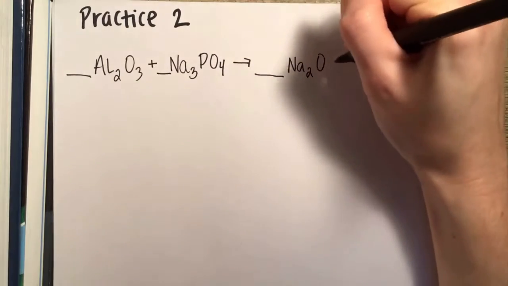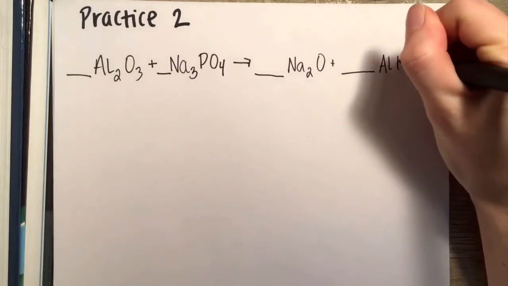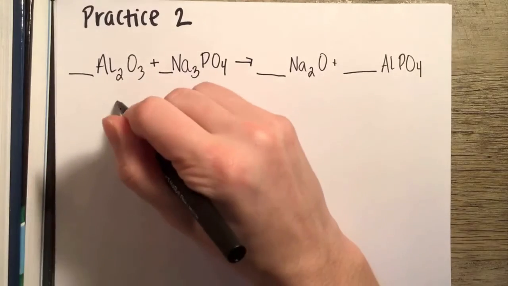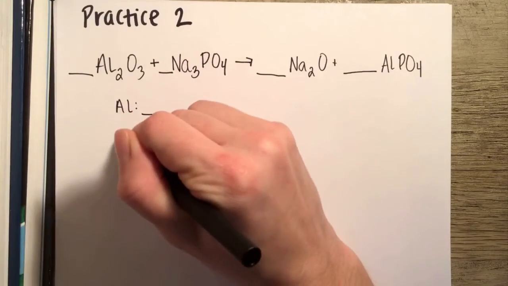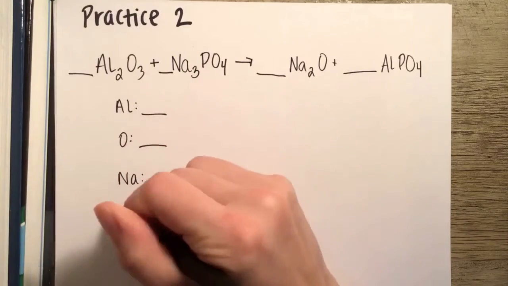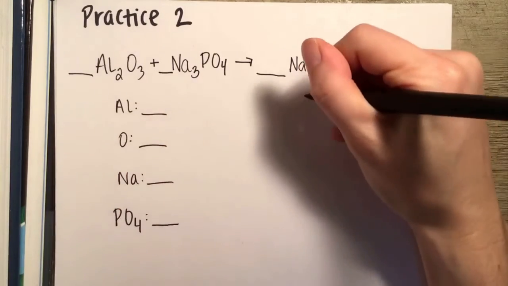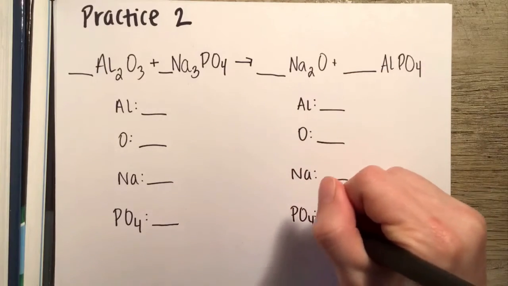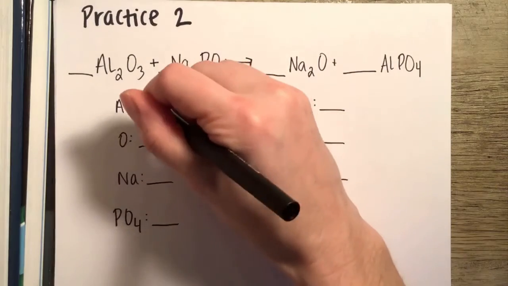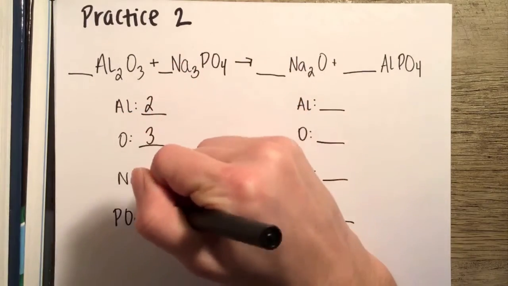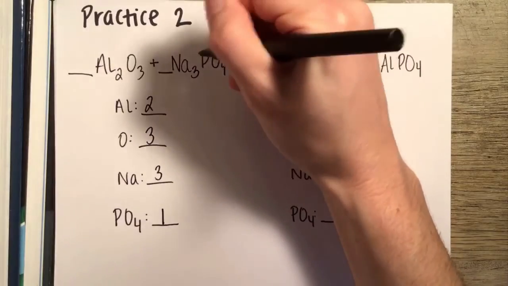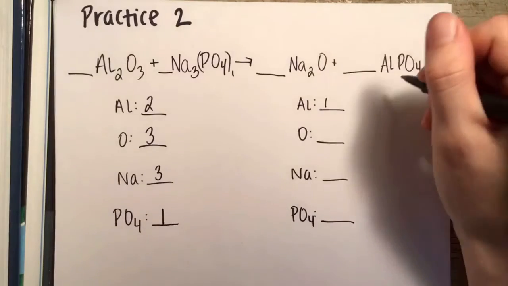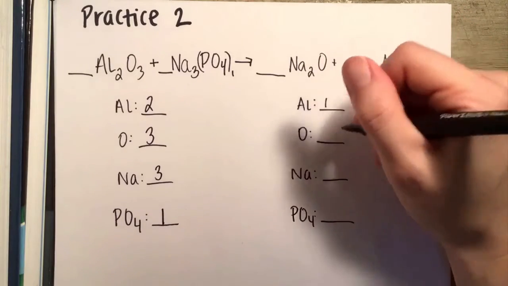So the first thing we're going to do is count our particles. We've got aluminum, oxygen, sodium, and we're going to count phosphate, PO4, as one thing. So aluminum, oxygen, sodium, and phosphate. So I have 2 aluminums on my reactant side, 3 oxygens, and 3 sodiums. I have 1 phosphate on my reactant side. I can think of those parentheses there. On my product side, I have 1 aluminum, 1 oxygen, 2 sodiums, and 1 phosphate.